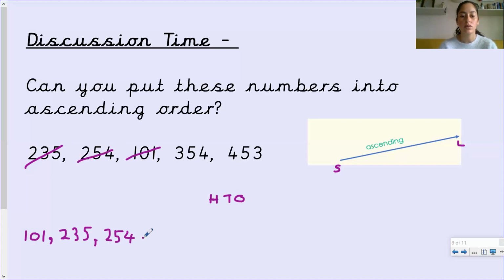Now, out of these two numbers remaining, which one is the smallest number? Well, I look at the hundreds column. This has a 3 in its hundreds column, and this has a 4 in its hundreds column. So 354 is smaller. And lastly, 453.